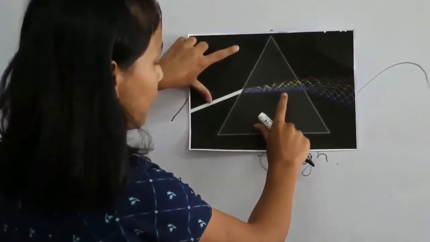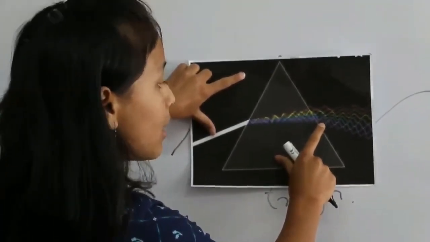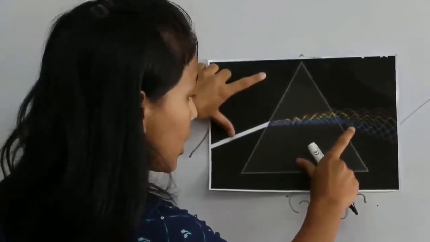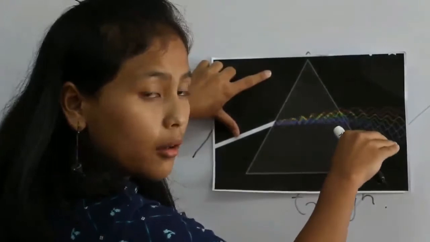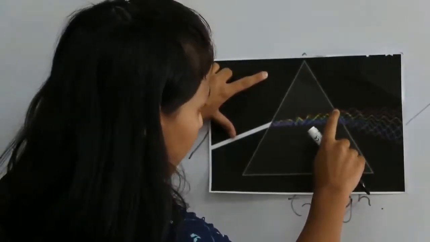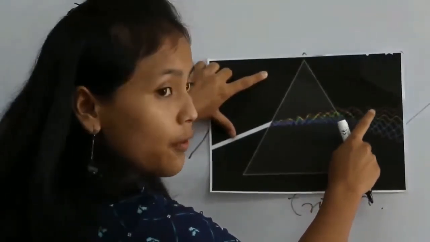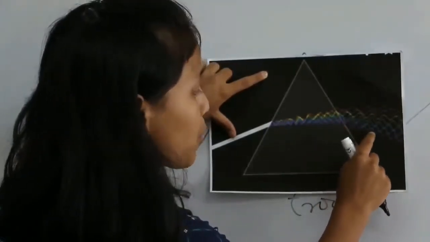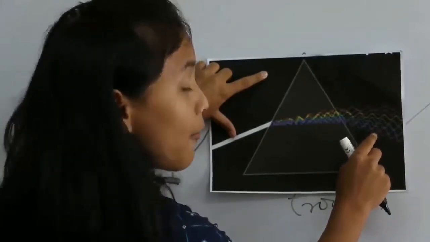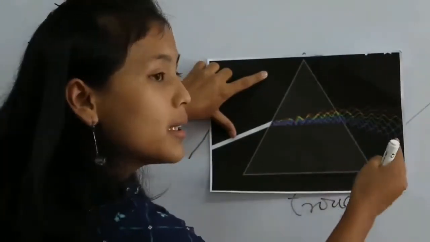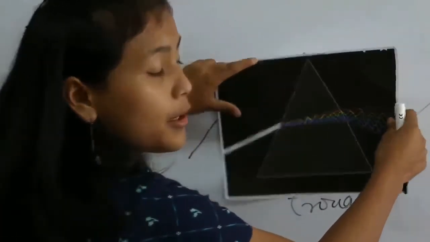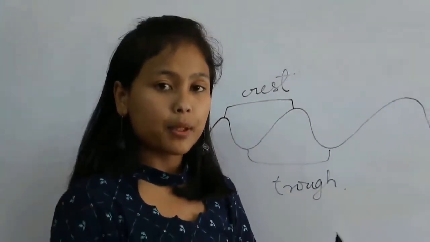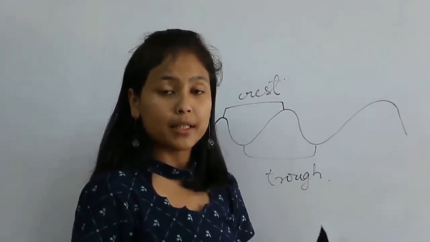you will see that the violet light has the lowest wavelength, so it will bend more. But the red light has the highest wavelength, so it will bend only a little bit. You see that the waves of different colors have different wavelengths, so they will bend at different angles. And these waves travel with the same speed of light in vacuum, that is 3 into 10 to the power 8 meter per second.